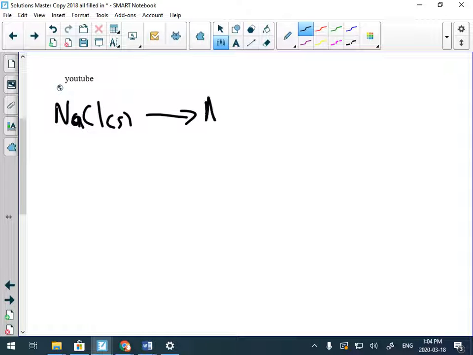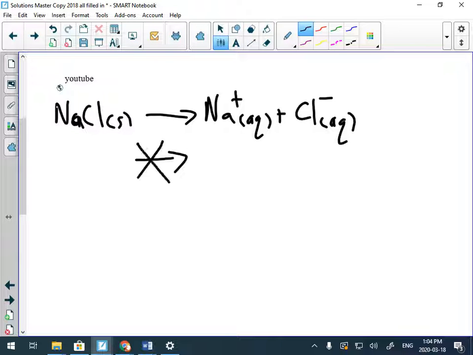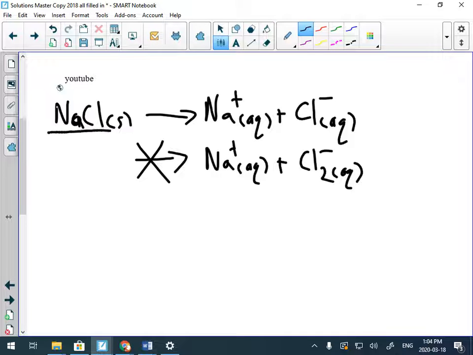It breaks up into sodium ions and chloride ions. Sodium chloride does not turn into something that looks like this. Chlorine exists as Cl2. That's an element. Ions exist based on how they're balanced. There's only one chloride in this molecule, and it makes one chloride ion.